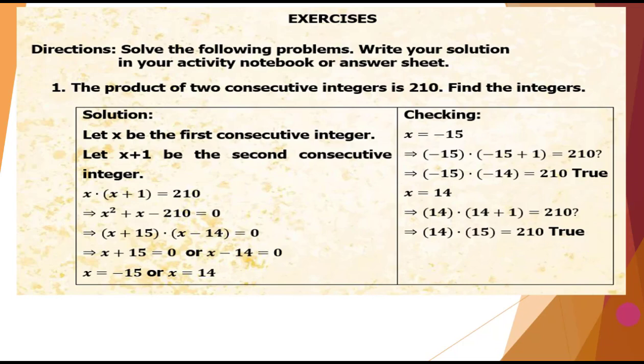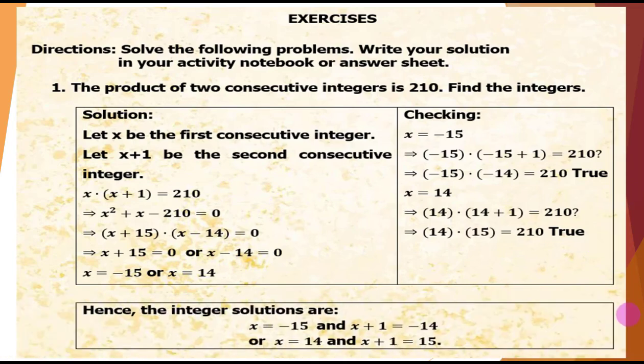So we have here the conclusion that there are two sets of solutions in this particular problem. We are asked to find the two integers. So solution set number 1 would be x equals negative 15 and the other one is negative 14, and it will give us a product of 210. The other one is if x is 14, the next one is 15. So this is the solution for problem number 1.